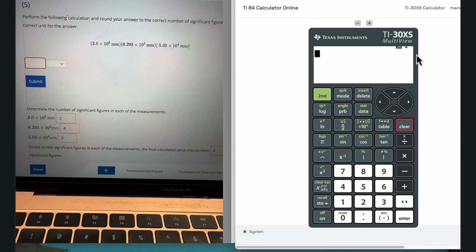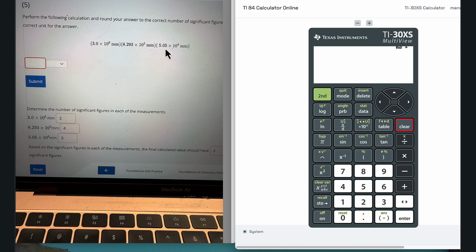Let's start exercising calculators with some sig fig problems. The first one reads: perform the following calculation and round your answer to the correct number of significant figures and units. This is all multiplication, and in multiplication and division operations, but not adding and subtracting, we reduce the answer to match the term with the fewest number of significant figures.